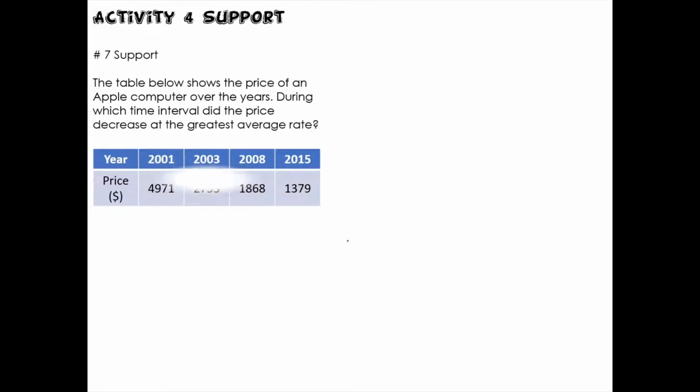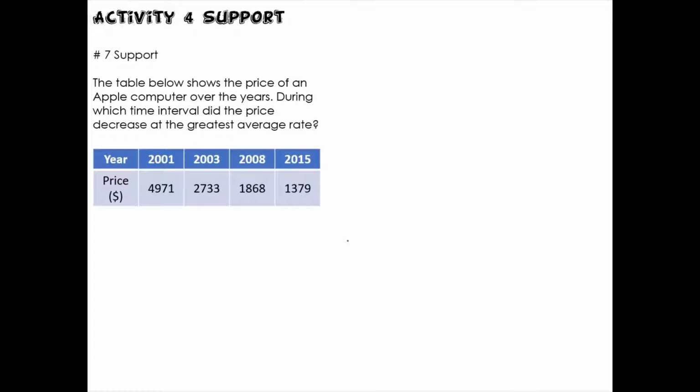Then we're going to number 7. So for number 7, the table below shows the price of an Apple computer. These are actual prices. Look them up. There was an article about it over the years. During which time interval did the price decrease at the greatest average rate?